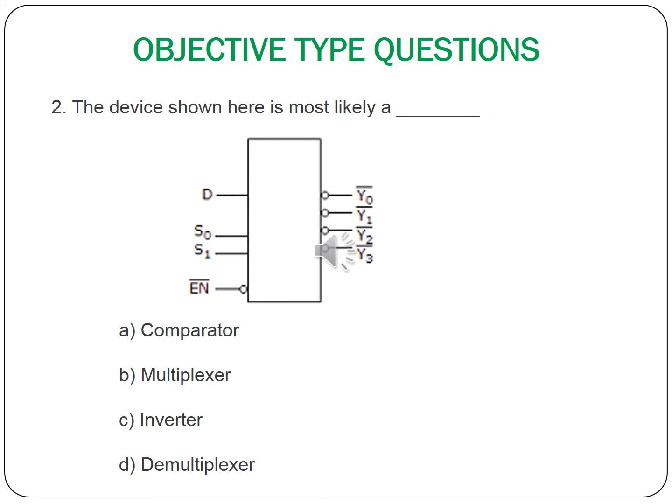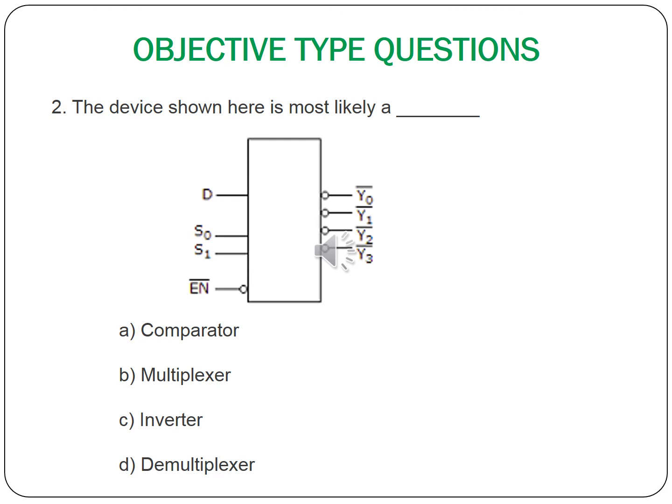Second question: the device shown here is most likely a dash. Here we have data input, S0, S1, and enable, and the outputs are y0, y0 bar, y1 bar, y2 bar, y3 bar. The options may be comparator, multiplexer, inverter, or demultiplexer. So the exact answer is a demultiplexer.